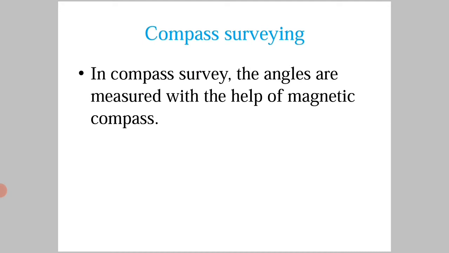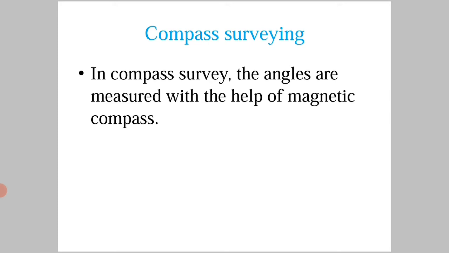Okay, then next is compass surveying. The next instrument is the compass. So what is compass surveying? In compass surveying, the direction of survey lines is determined, and their lengths are measured with the help of tape or chain. And the compass is generally used to run a traverse line, meaning traversing.